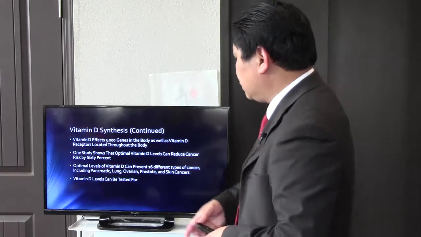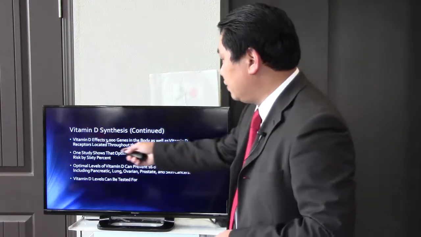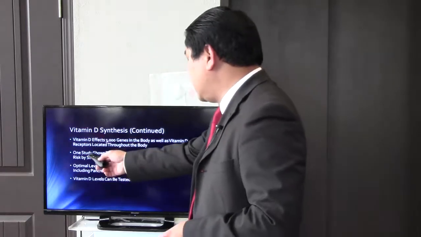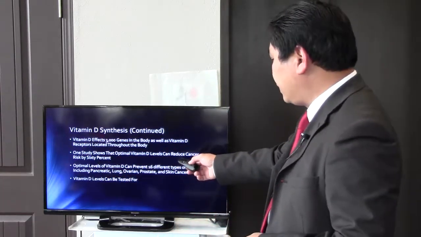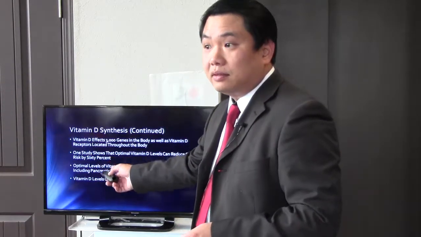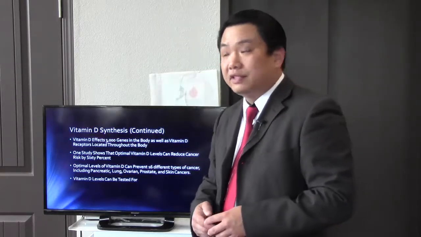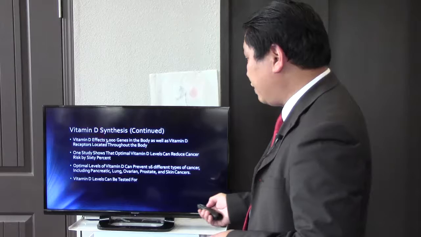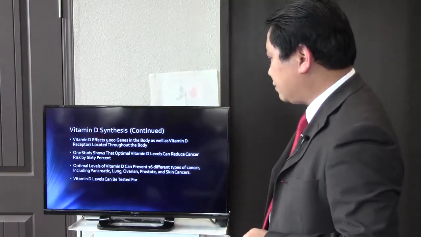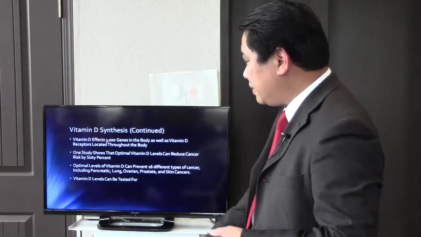Vitamin D affects 3,000 genes in the body, as well as the vitamin D receptors located throughout the body. One study is showing that the optimal vitamin D level can reduce cancer risk by how many percent? 60%. Yes, reducing the risk. So vitamin D is very important. Optimal vitamin D can prevent 16 different types of cancers, including pancreatic cancer, lung cancer, ovarian, prostate. So vitamin D is very important.